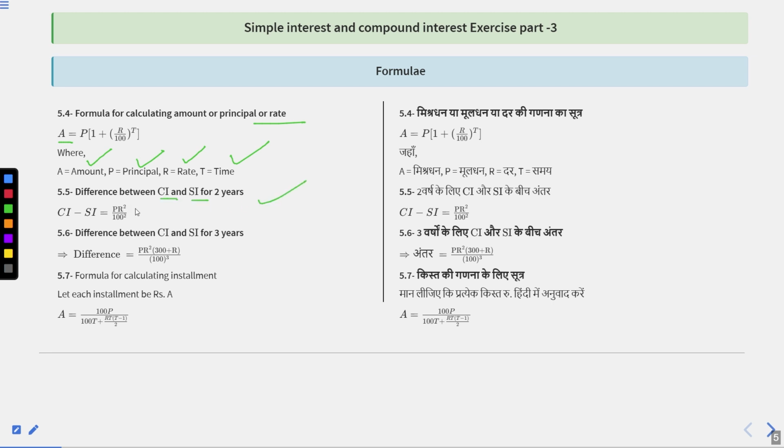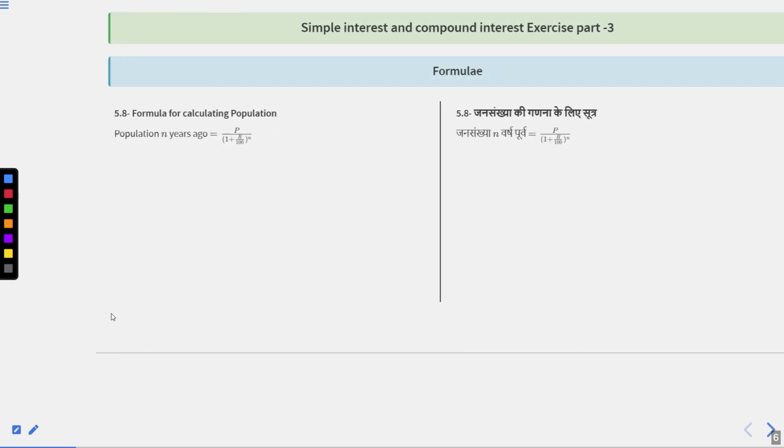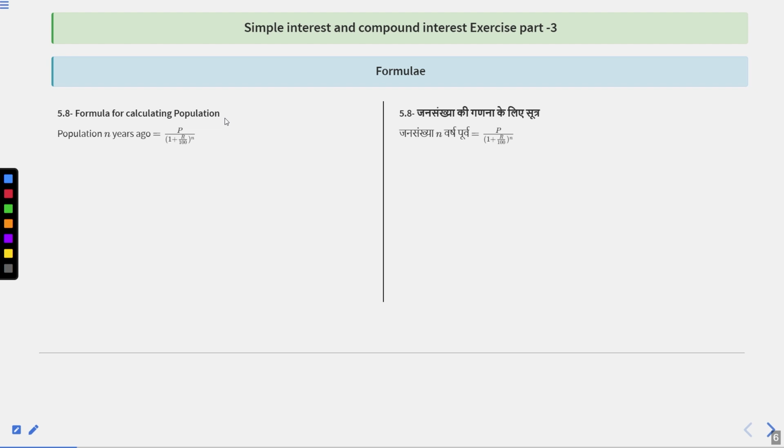Now the next formula is the difference between compound interest and simple interest for 2 years. The formula is PR square upon 100 square. Same way, the difference between compound interest and simple interest for 3 years is PR square in the bracket 300 plus R upon 100 cube. Formula for calculating installment: let each installment be A rupees. So the installment will be 100P upon 100T plus RT in the bracket T minus 1 by 2. Clear? Next is the formula for calculating population. Same way, the formula for n years ago is P upon 1 plus R upon 100 to the power n. Clear? So see some questions.